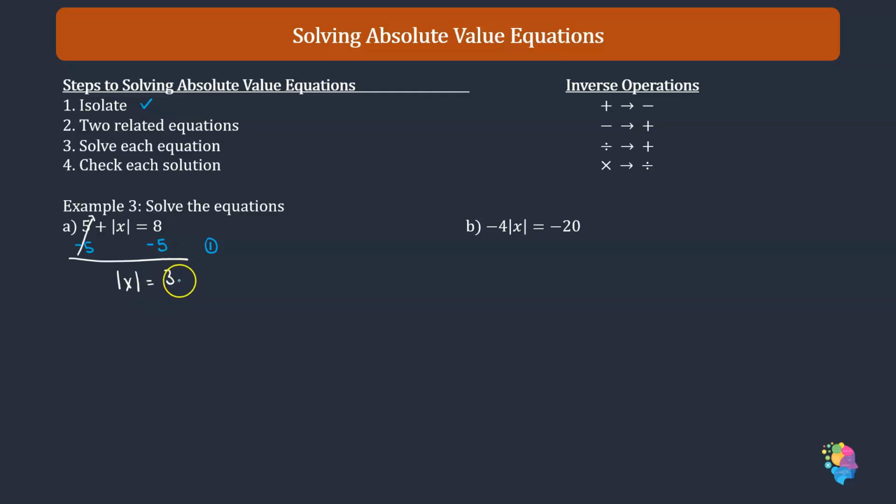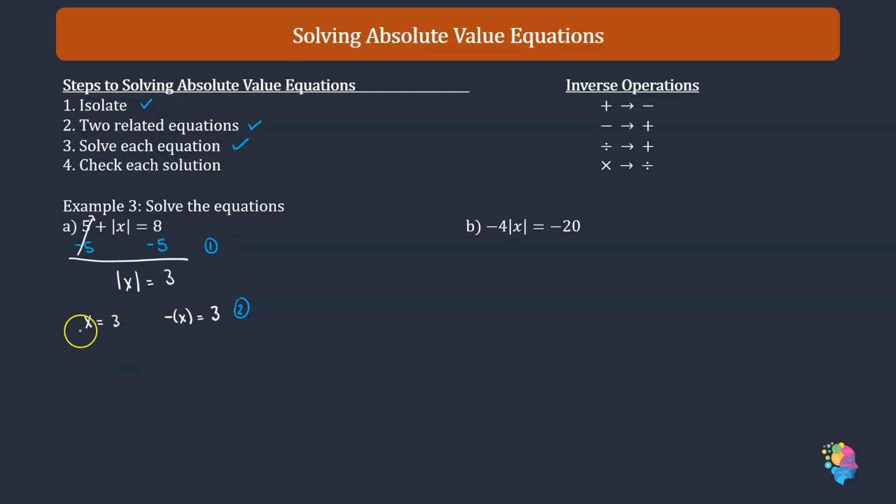So because it equals a positive number, we can move to step 2 to write the two related equations. The two equations are going to be: we leave the expression as is and set it equal to 3. The other equation is going to be by taking the opposite of that expression and setting it equal to 3. All right, we did step 2. Now let's go to step 3. Let's solve each of the equations.